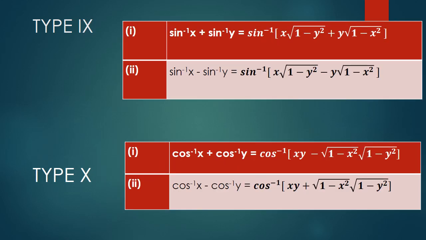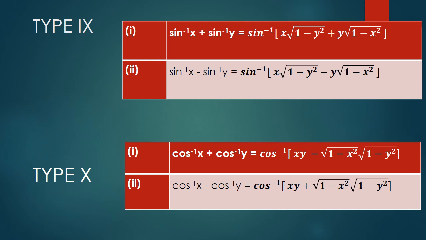Ninth type: sin inverse of x plus sin inverse of y will be equal to sin inverse of x under root 1 minus y square plus y into under root 1 minus x square. Similarly, sin inverse x minus sin inverse y will be equal to sin inverse of x under root 1 minus y square minus y into under root 1 minus x square.